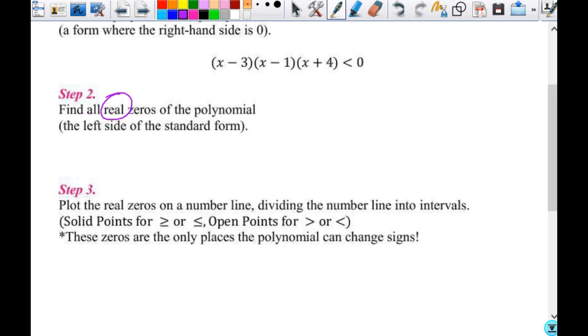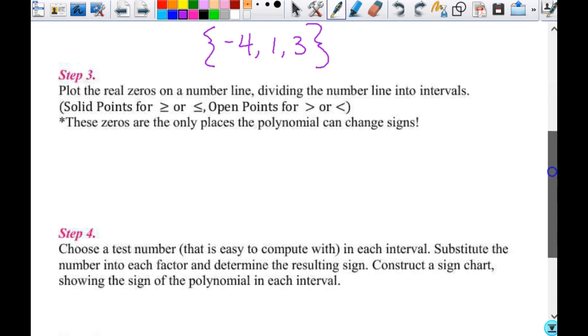And is that a pretty easy thing to find from the factored form? Yes, okay? So this would give me a 3, a 1, and a -4. It's -4, 1, 3. It's always helpful if they're in order. So there are my zeros. Now we're going to plot the zeros on a number line. So that's what we're going to do under step 3 here.